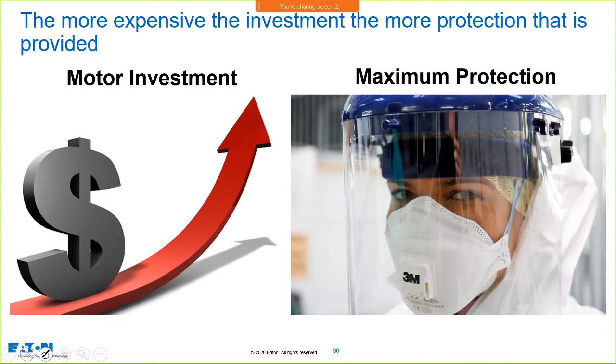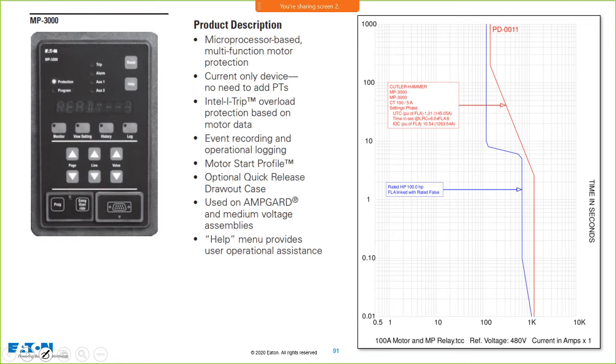Now, I've said this numerous times during this discussion: the more investment that you have in the motor, the more protection you're going to have on a motor. So it's no different than anything. The more we invest in any type of product, the more protection we're going to provide. So what I did was I took this same motor and plotted a relay. I just took our MP3000 relay, which has a lot of features. It would be an extreme overkill for this 100 horsepower motor, but I'm just demonstrating a point. On your medium voltage motors and other larger motors, where you have a much bigger investment, you're going to be employing relays that offer a lot of different capabilities.